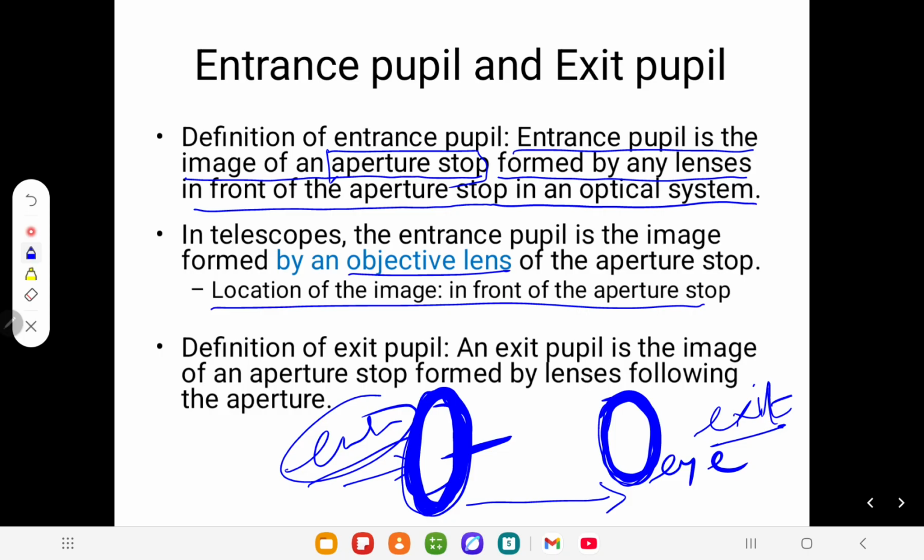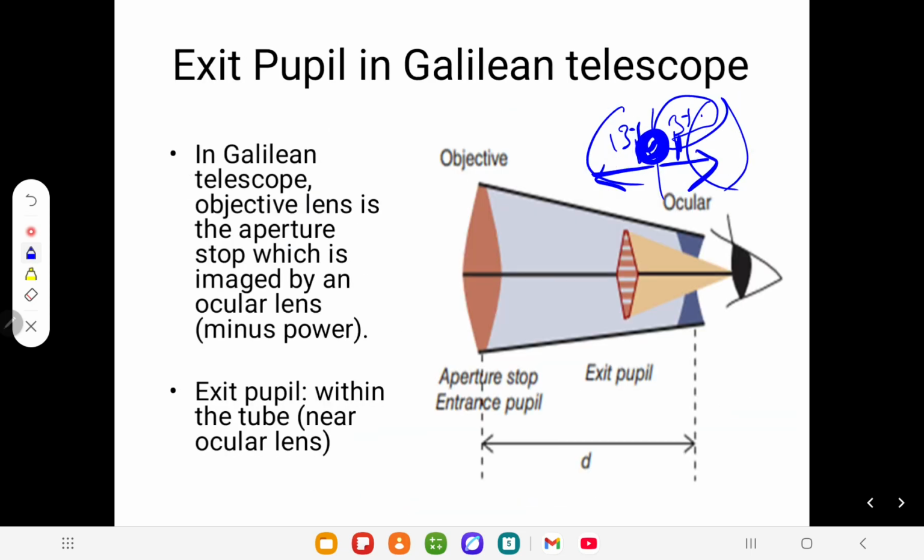So that's the way to think about entrance pupil and exit pupil. So why do we need the entrance pupil and exit pupil? Another definition of magnification is entrance pupil divided by exit pupil. We can also calculate it like this. Okay, so the exit pupil in the case of the Galilean telescope. See, now it comes. Now I'll tell you why in the case of the Galilean telescope we have the exit pupil inside the system. In the case of the Kepler telescope, we have the exit pupil outside of the telescope.